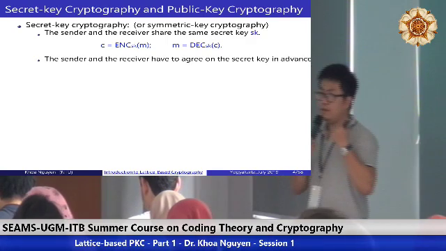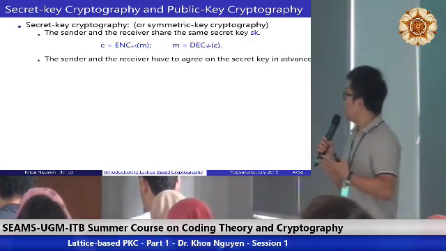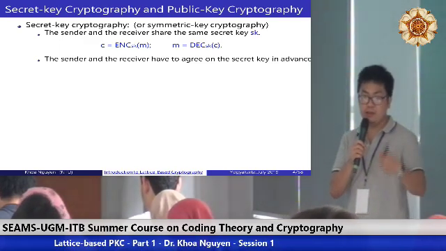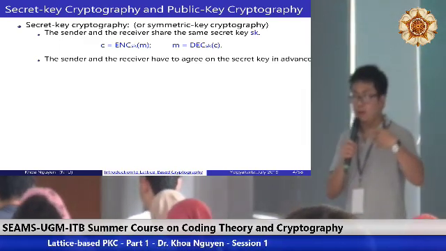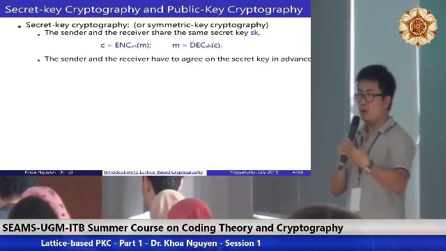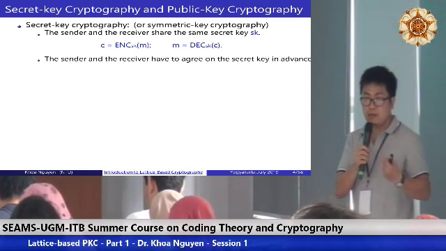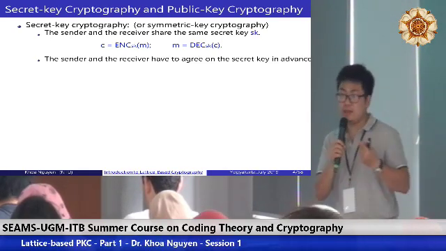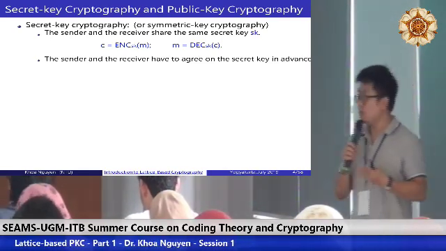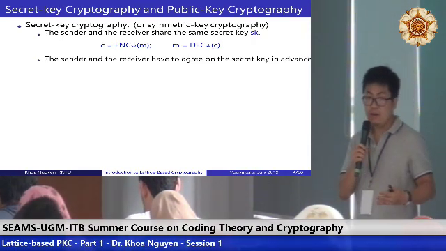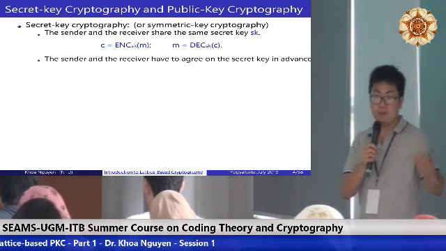Okay, so secret key cryptography in general is very efficient, and in fact it's still the most commonly used cryptographic technique nowadays. But there's one major disadvantage of this kind of cryptography, because the sender and the receiver have to agree in advance on one secret key.